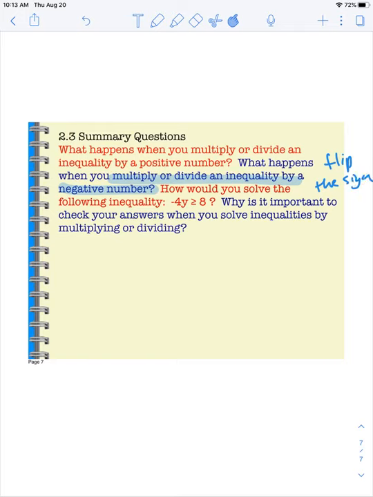How would you solve the following inequality? Negative 4y is greater than or equal to 8. Well, you would divide both sides by negative 4. Because you divide by a negative, you'd have to flip the sign. So why is it important to check your answers when you solve inequalities by multiplying or dividing? Sometimes it's hard to catch those negative numbers, so when you check it, you know you did it right. It's important to check your work, to check the details.